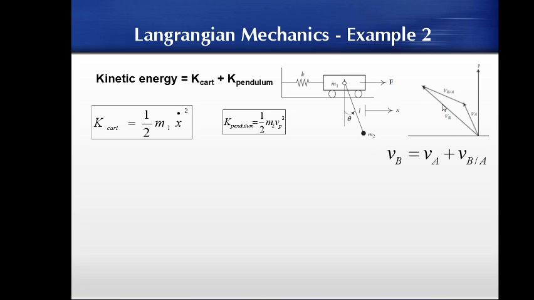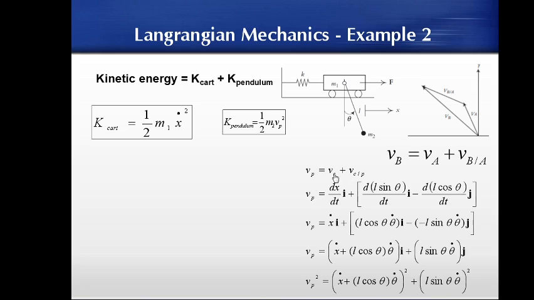So we need to find this VB, which is the velocity of the point. In the general case, VB is defined as VA plus VBA, that is the velocity from the origin to point A, and the velocity from point A to point B. In terms of our given system, O stays as 0, B is replaced by P, and point A is replaced by C, that is on the cart. So we can say that VP is equal to VC plus the velocity of C to P.